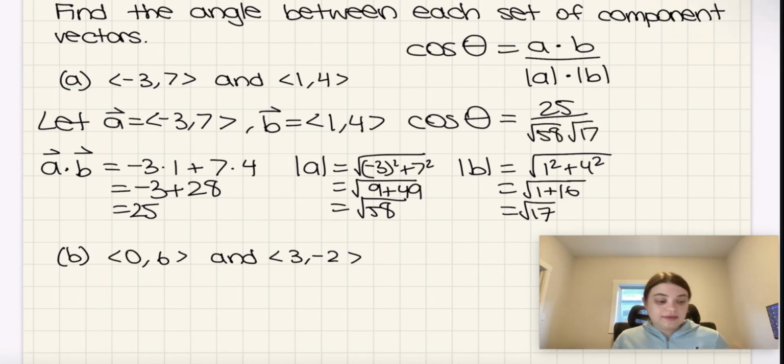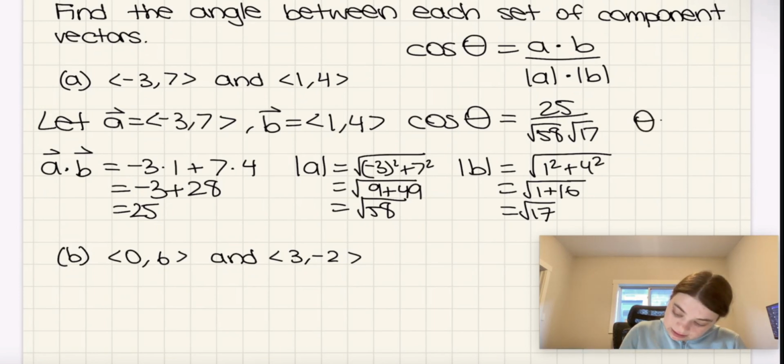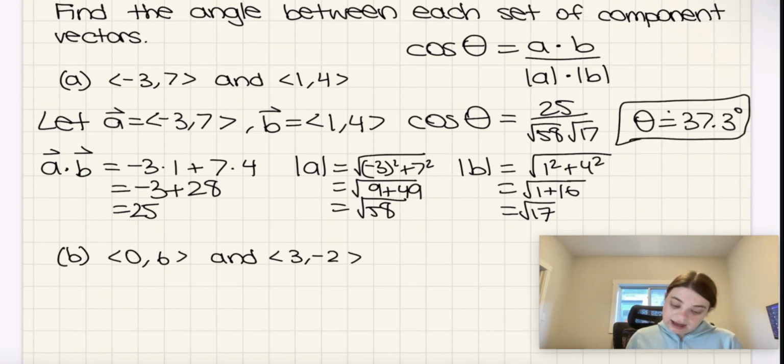root 17. So now what we're going to do is grab our calculator and find the inverse of cosine of 25 over root 58 root 17. And if we do that, we get that theta is equal to approximately 37.3 degrees. So therefore, the approximate angle between these component vectors is 37.3 degrees.